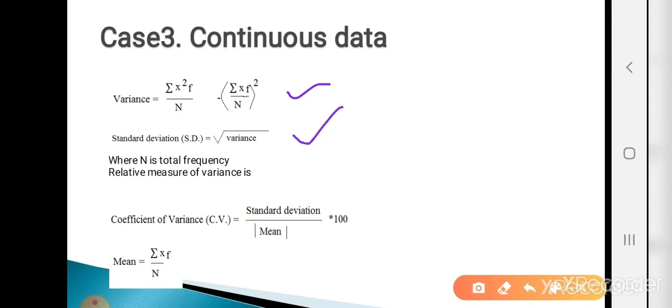Standard deviation is equal to square root of variance. And what is the formula for calculating the coefficient of variance? The formula is standard deviation divided by mod of mean multiplied by 100, where mean is summation x into f divided by capital N.